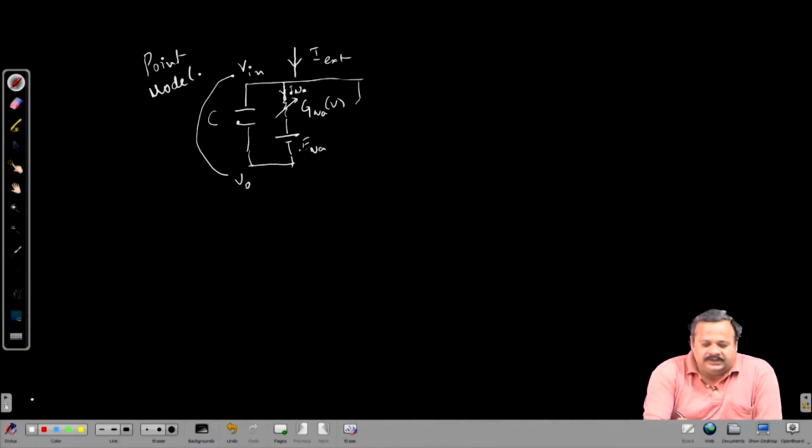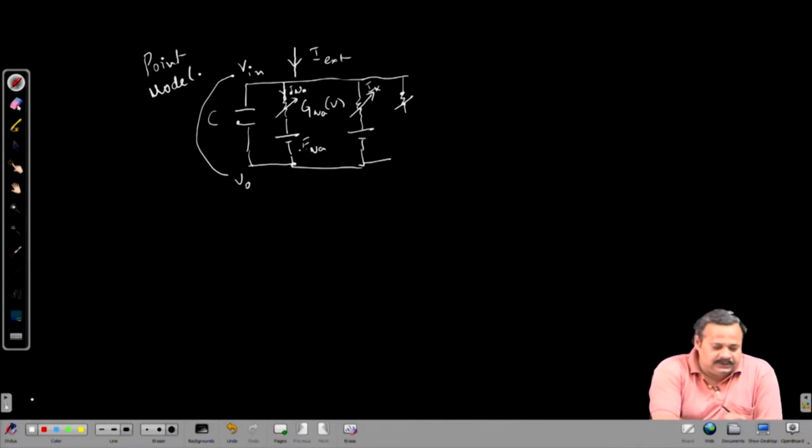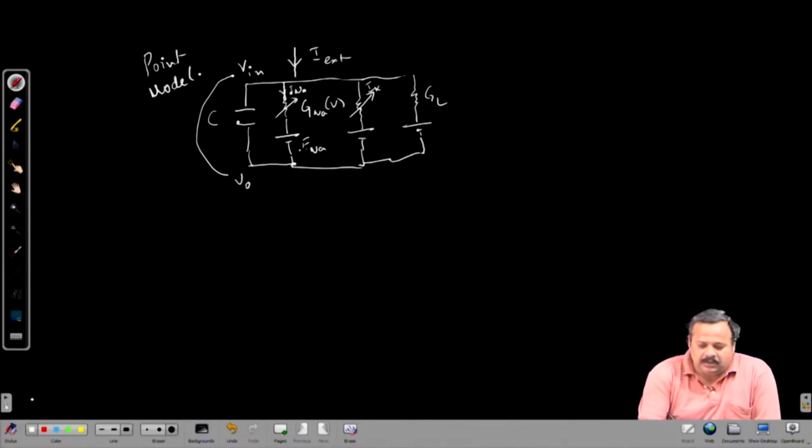Similarly, for the potassium branch, we are assuming only one type of sodium channel and one type of potassium channel, which describes the Hodgkin-Huxley equations and is adequate to explain the spiking behavior of neurons. And this is passive, the G leak and corresponding E leak, and this is our E K.